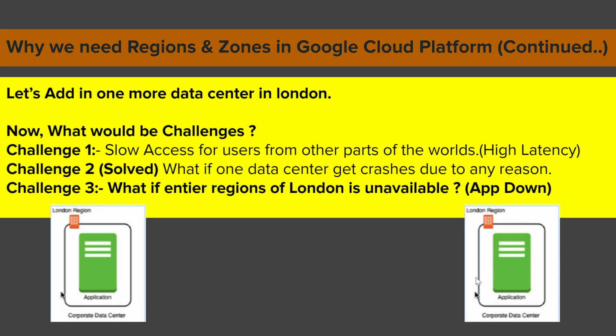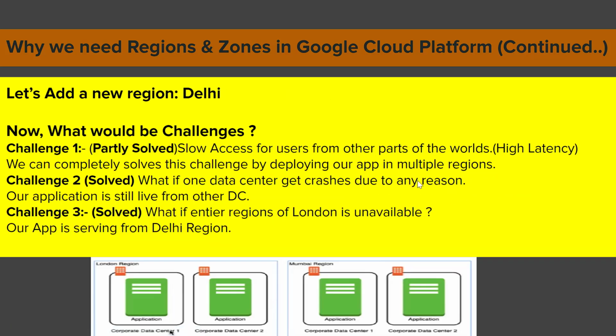Now what about the third challenge? What if an entire region, like London, is unavailable? Both of our data centers go down, then the whole app would still be down. So let's add one more region. Let's suppose Delhi or Mumbai, we can add.